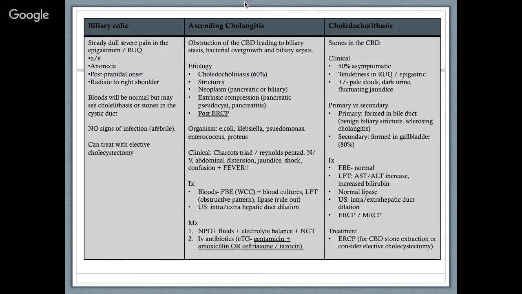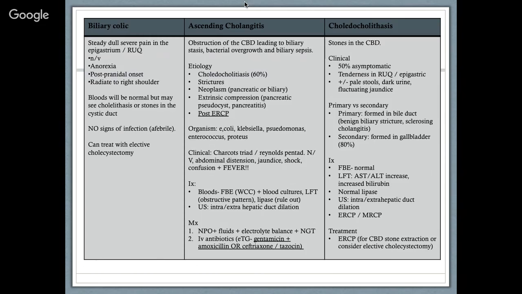So it can be caused by a lot of things, but the one that I just want to draw your attention to is post-ERCP. So the procedure that can be done sometimes to treat stones can also cause ascending cholangitis, so double-edged sword. Organisms that usually cause it are E. coli, Klebsiella, Pseudomonas, Enterococcus, Proteus, so your UTI-type bacteria. Clinically, Charcot's triad, Reynolds pentad. They might have nausea, vomiting, abdominal distension, jaundice, shock, confusion, and fever. Cholangitis patients will be febrile, so commit that to memory.